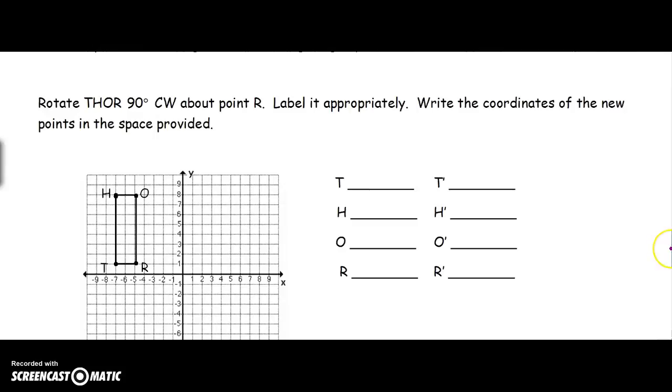That was rotating around the origin because you were using (0, 0) as your focal point. If we rotate around a point, the rules change slightly. What that means is that you're not rotating it from one quadrant to another or around 0. You're actually going to rotate it around that point. So THOR is a quadrilateral, and it has ordered pairs of (-7, 1), (-7, 8), (-5, 8), and (-5, 1).